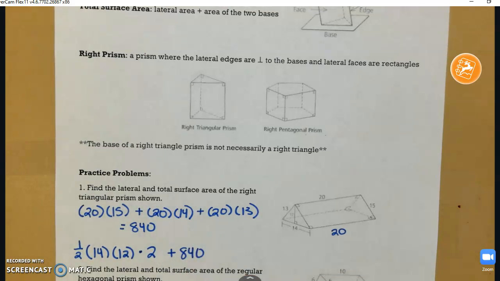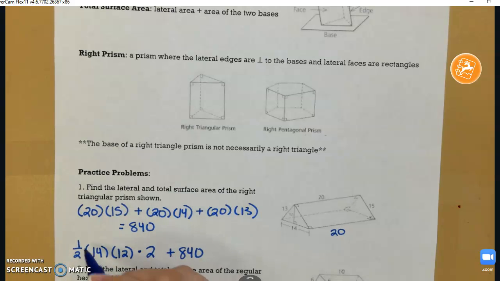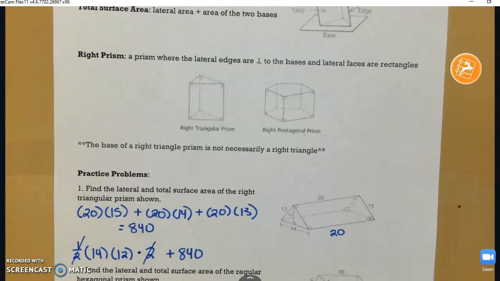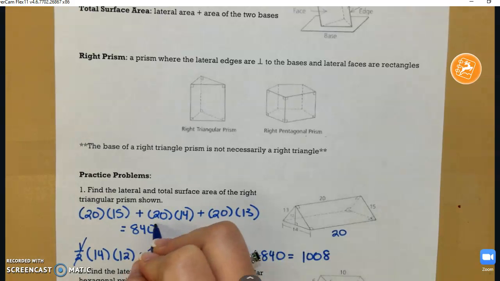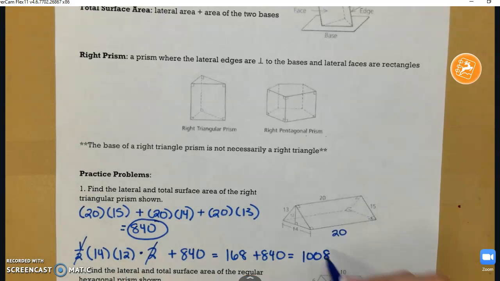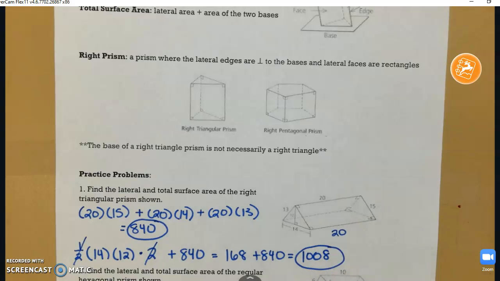And what that's going to get me, 1/2 times 14 times 12 times 2. So that makes my 1/2 and my 2 cancel to 1. 14 times 12 is 168. So plus the 840, that gives us 1008. So here's my lateral surface area, and here's my total surface area.